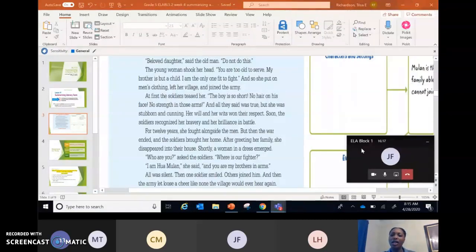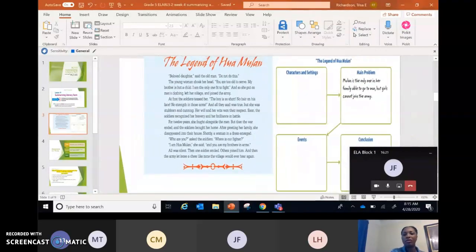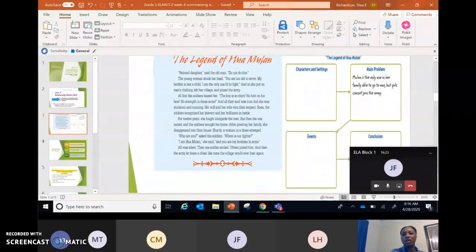We're going to go ahead and you all are going to help me fill in this graphic organizer for the story of Mulan.